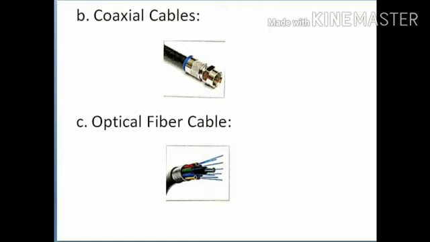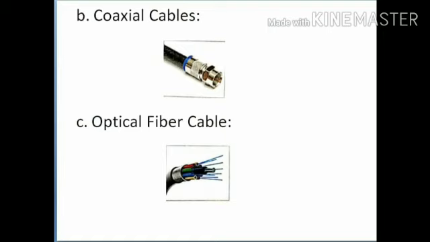Second is coaxial cable. This type of cable is mainly used by the cable television industry to connect TVs to a cable service. The major advantage is high speed and greater transmission capacity. The only disadvantage of coaxial cable is high installation and maintenance cost.